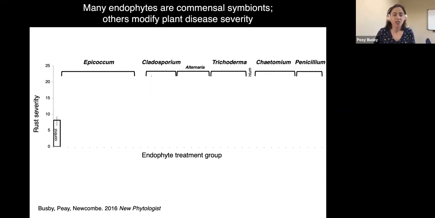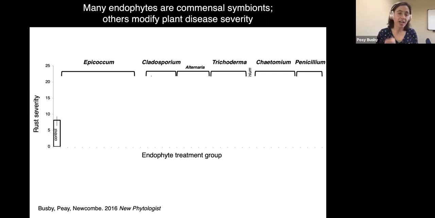So this was something that I showed in a recent experiment where I collected and tested over 30 different individual endophytes of the black cottonwood, which is the cottonwood that's native here to the Pacific Northwest. These were common things like Epicoccum, Cladosporium, Alternaria, Trichoderma, common in cottonwood, but also common as endophytes in many other plants.